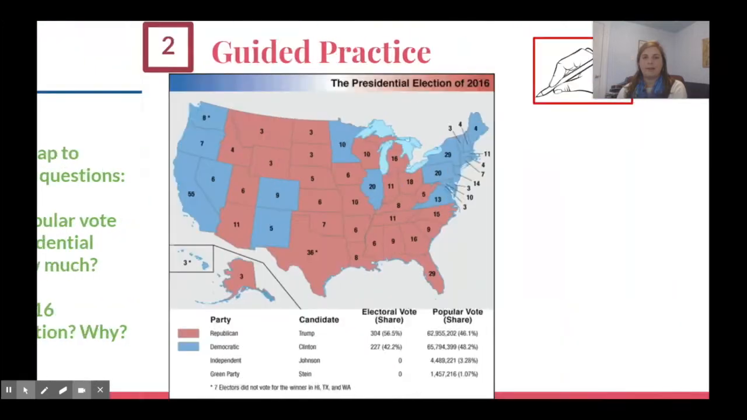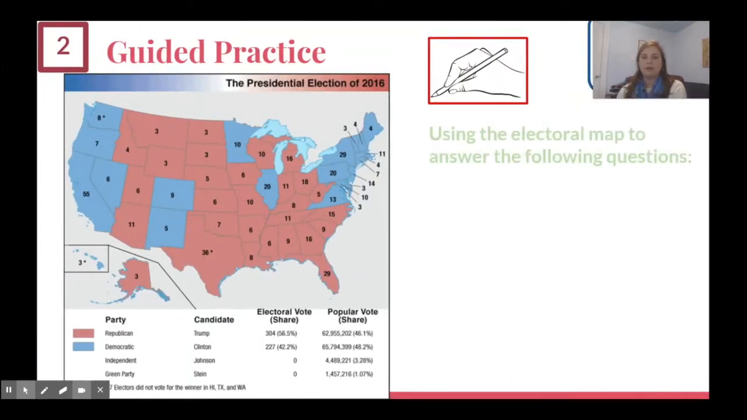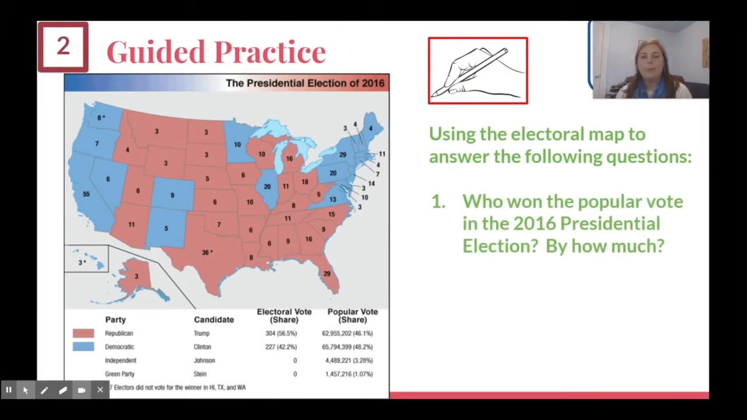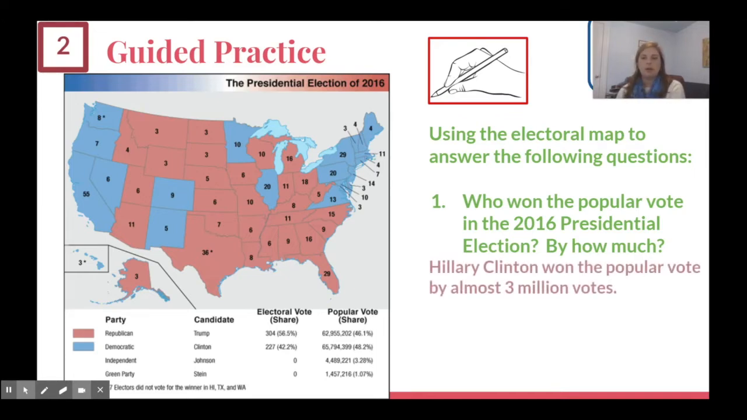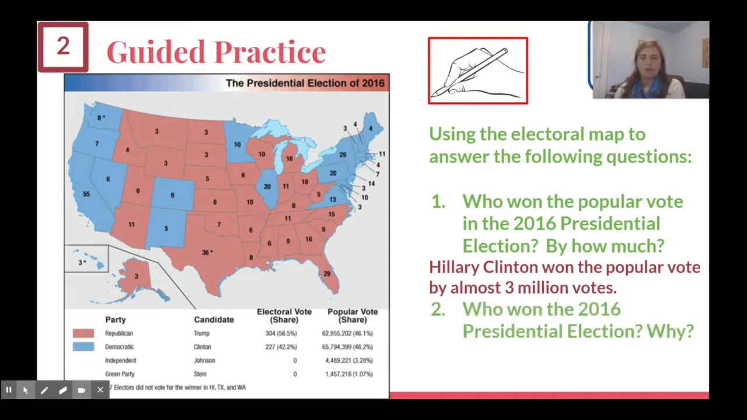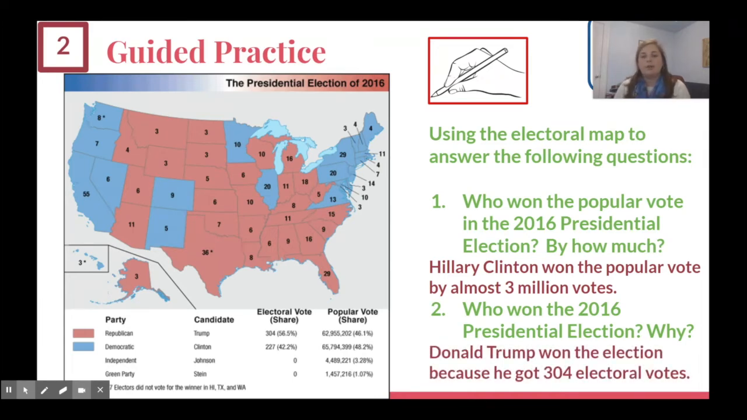Okay, so let's review. So who won the popular vote in the 2016 presidential election and by how much? Well, it looks like Hillary Clinton won the popular vote by almost 3 million votes, 2.8 million about. Okay, so who won the presidential election? Who won overall and why? Okay, but Donald Trump won the election because he got 304 electoral votes.